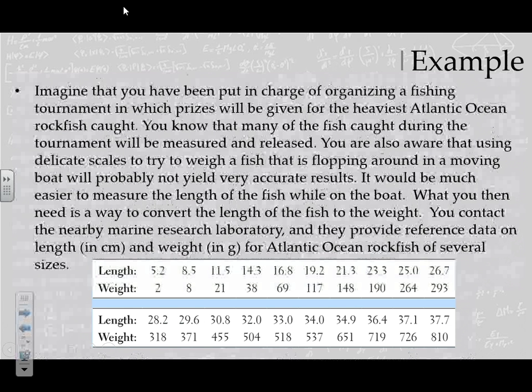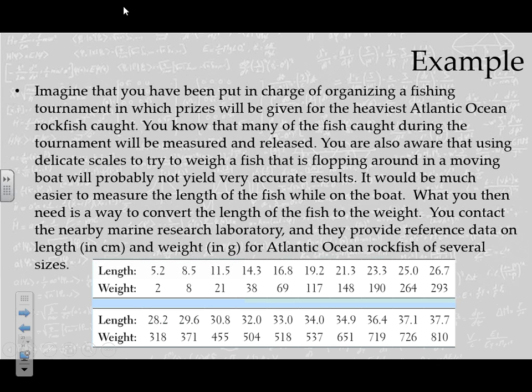Okay? So, here's another example. Imagine you've been put in charge of organizing a fishing tournament in which prizes will be given to the heaviest Atlantic Ocean rockfish caught. You know that many of the fish caught during your tournament will be measured and released. You are also aware that using delicate scales to try to weigh a fish that is flopping around in a moving boat will probably not yield very accurate results. It would be much easier to measure the length of the fish while on the boat. So what you then need is a way to convert length to weight. So if I know the length of the fish, what should the weight be?